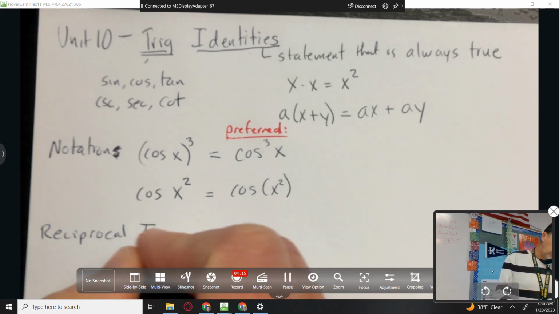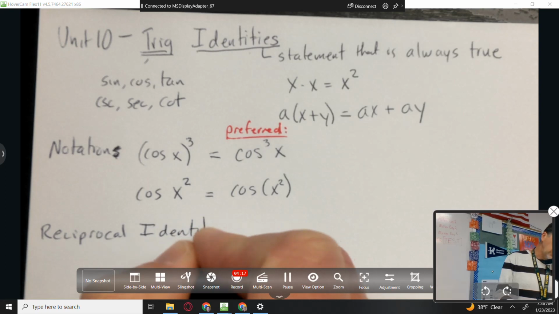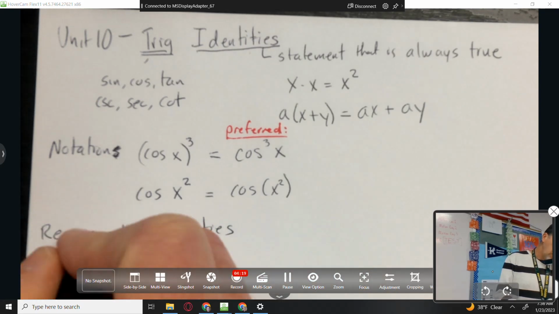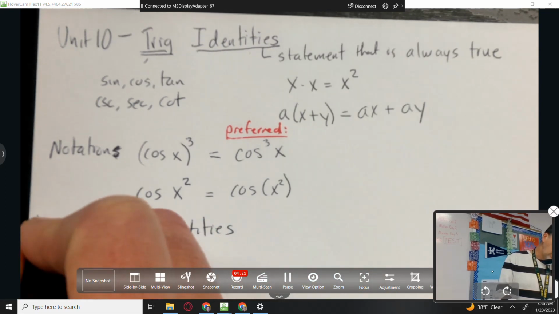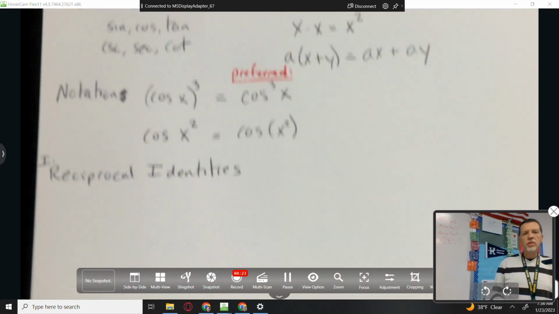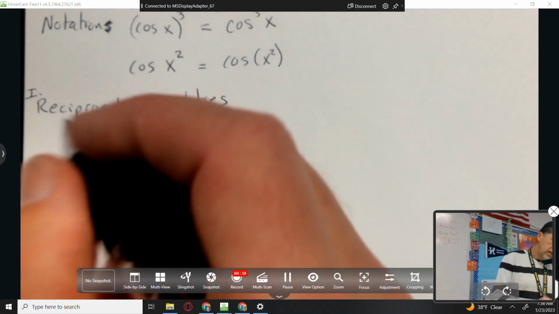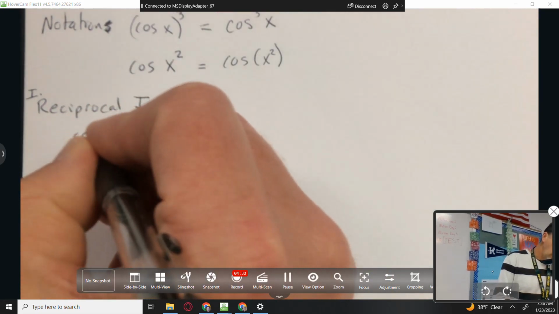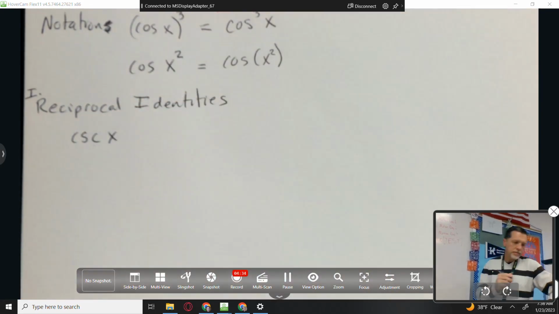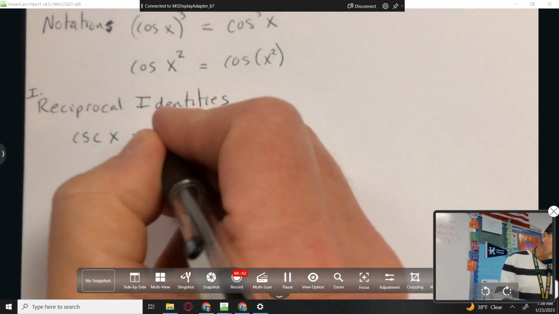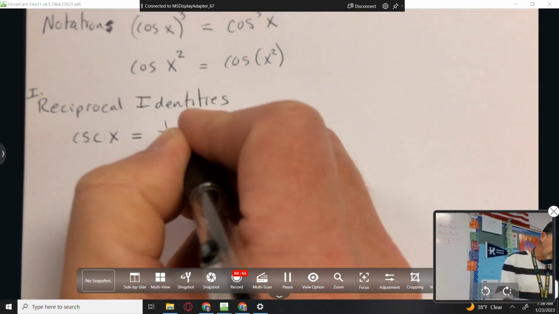All right, two sets of identities today, and then we'll do some example problems. The first set is the reciprocal identities. You know these already. Cosecant of x. What's cosecant of x? One over sine. So you know that already.